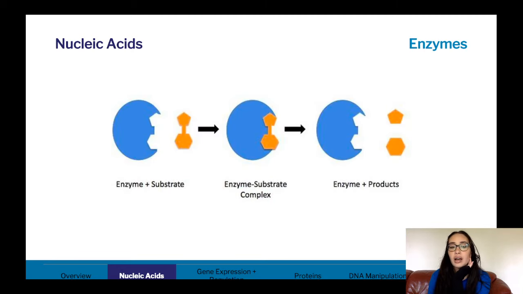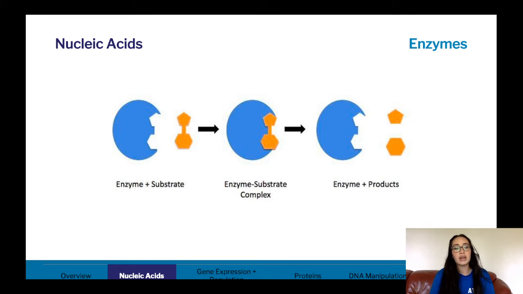Okay, on to enzymes. What is an enzyme? It's a biological catalyst. What is a catalyst? A catalyst is something that speeds up a reaction rate by reducing the activation energy needed to initiate the reaction. So that's quite a convoluted explanation, but I really like you guys to know that enzymes speed up reaction rates.